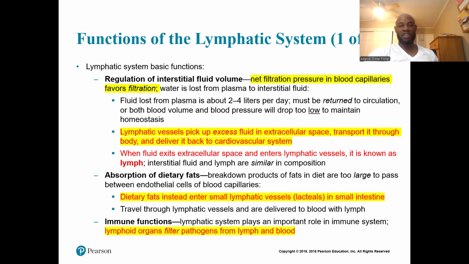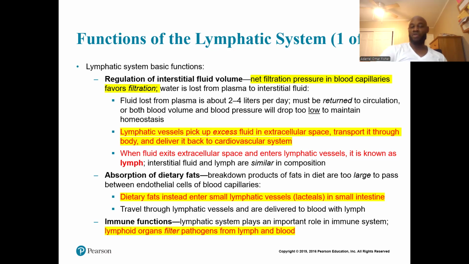Basic functions include regulation of interstitial fluid volume, so the fluid that exits the capillaries. We have to get that fluid out of the interstitial extracellular space, transport it, and deliver it back into the cardiovascular system. When that fluid enters the lymphatic vessels, it's called lymph.